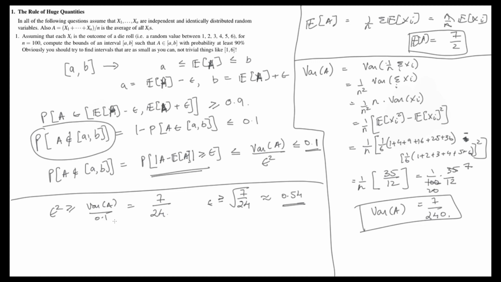So now we have our interval. We have the expectation of a, we have epsilon. So now we just want the interval such that a lies in it 90% of the time. If you throw a die 100 times, it's going to be 3.5 minus 0.54, comma, 3.5 plus 0.54, which is equivalent to the interval 2.96, comma, 4.04. So this is a, this is b, and that's the answer for part 1.